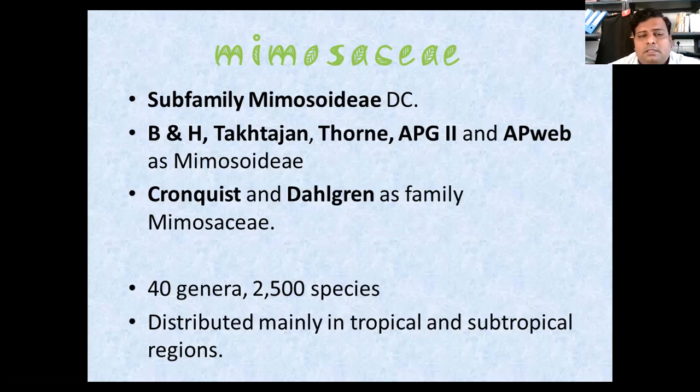The major genera in the family are Acacia, which has around 1,300 species; Mimosa, around 500 species; Inga, around 250 species; Pithecellobium, around 170 species; Calliandra, around 150 species; and Albizia, around 150 species.